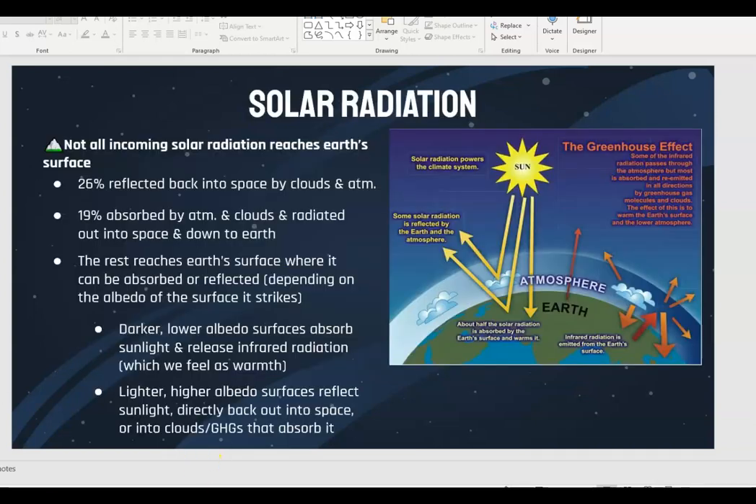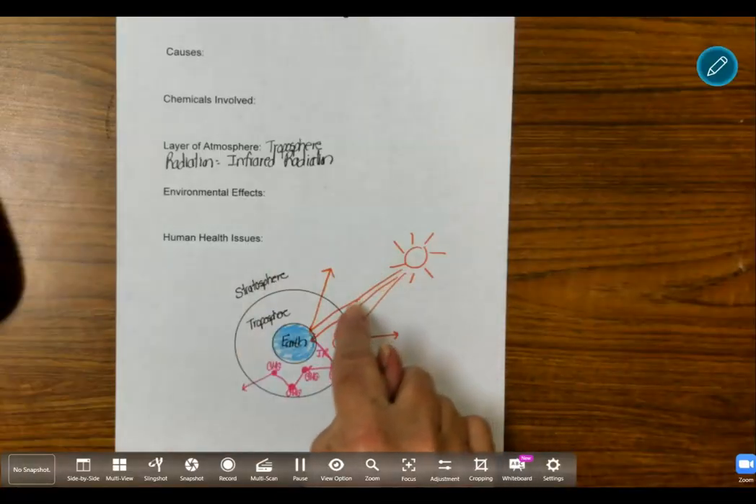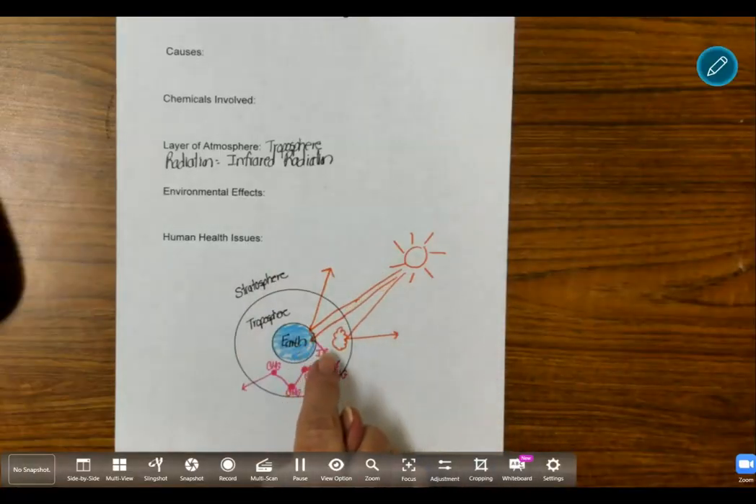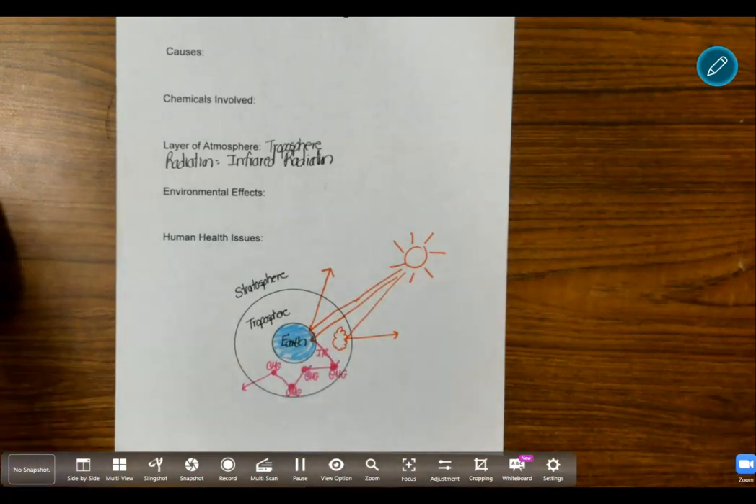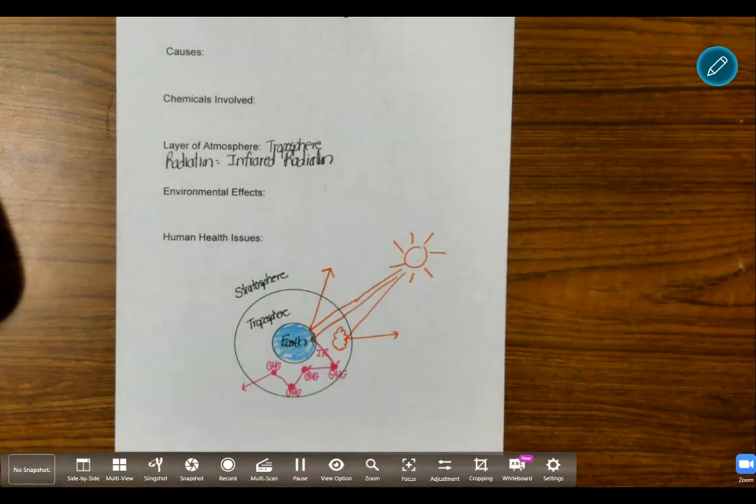Well, why is it lower energy? That's because when the sunbeam comes onto the Earth and it bounces off the Earth, it transfers some of that energy to the Earth itself, and when it comes off, it's a little bit slower, just a little bit slower.